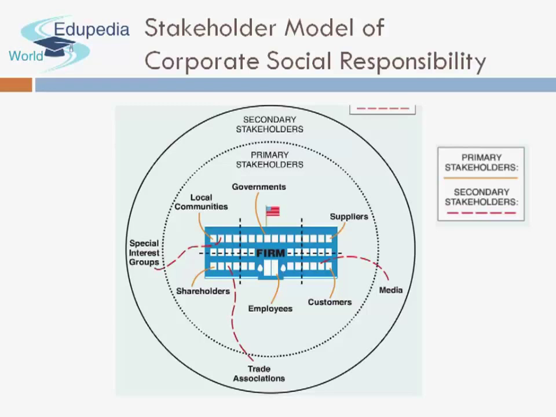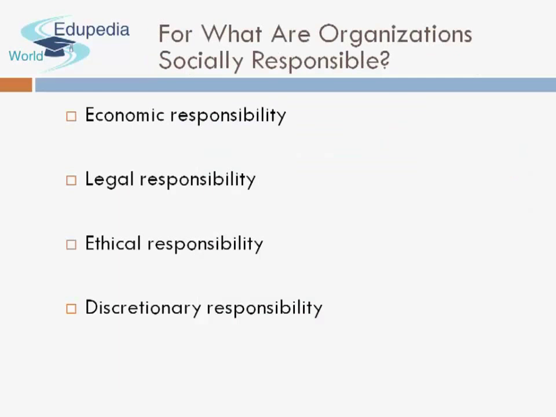So when a company is following the stakeholder model of corporate social responsibility, then the company becomes responsible to be ethically and legally and economically responsible to all the parties which have been mentioned in this diagram. For what are organizations socially responsible? Economic, legal, ethical, and discretionary responsibility.